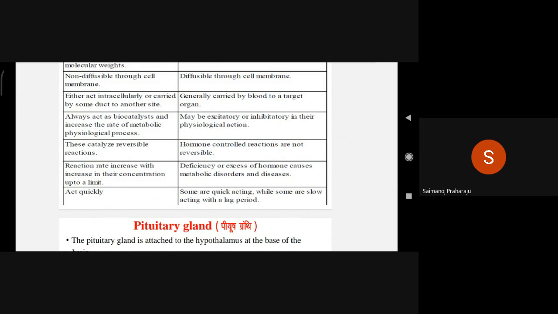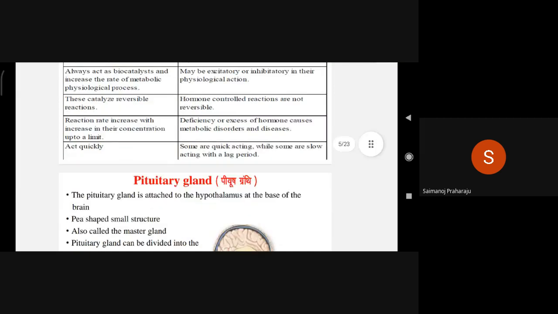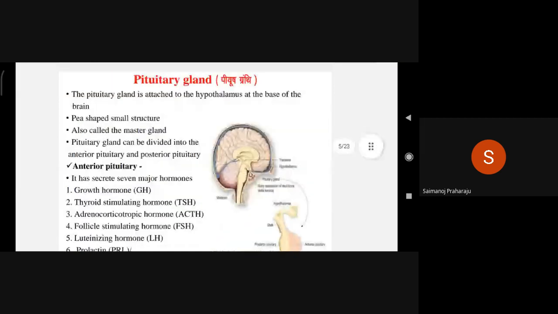So hormones can be quick acting too, or slow acting, with a lag period. But enzymes are always acting quickly. Okay. Now, we will discuss the glands one by one.